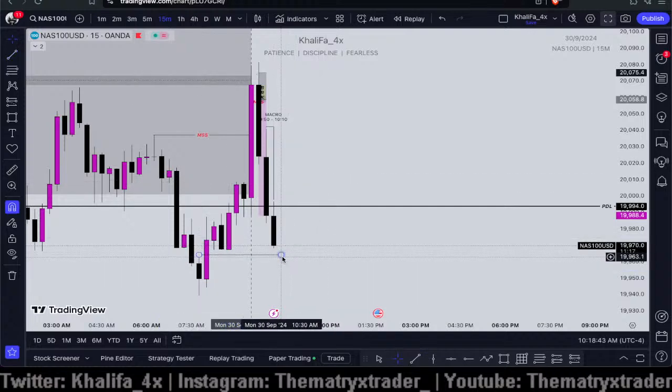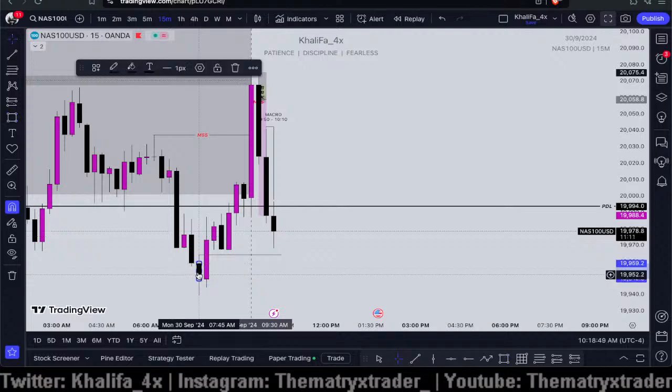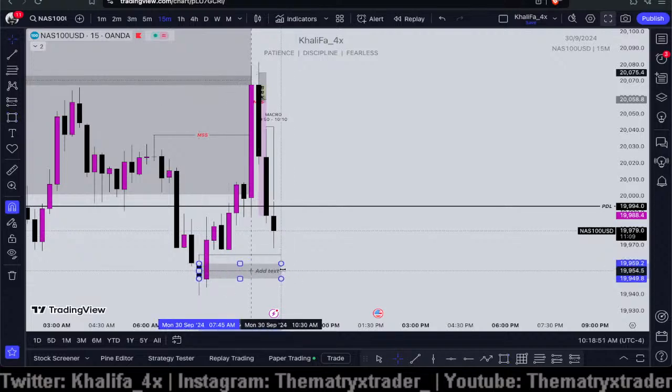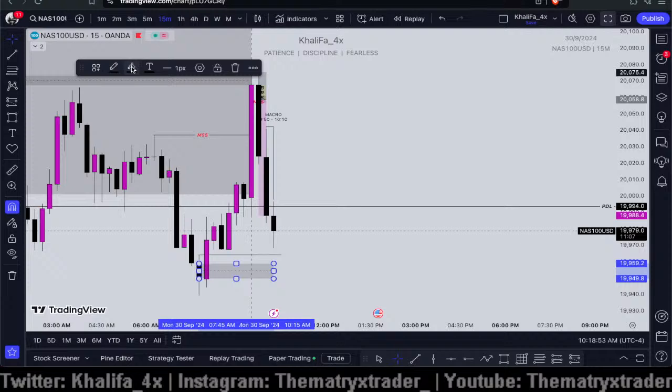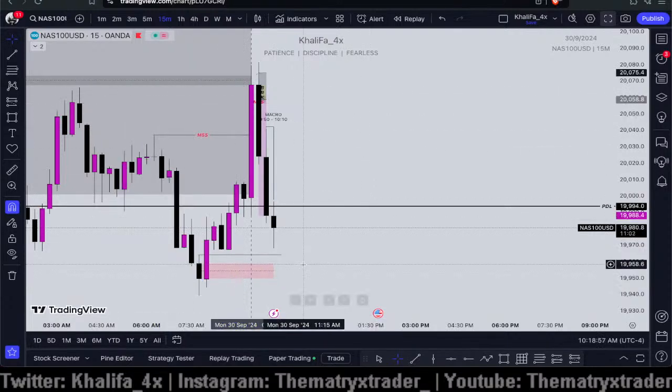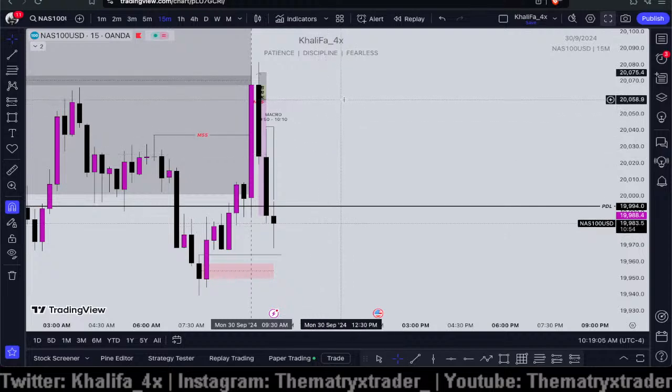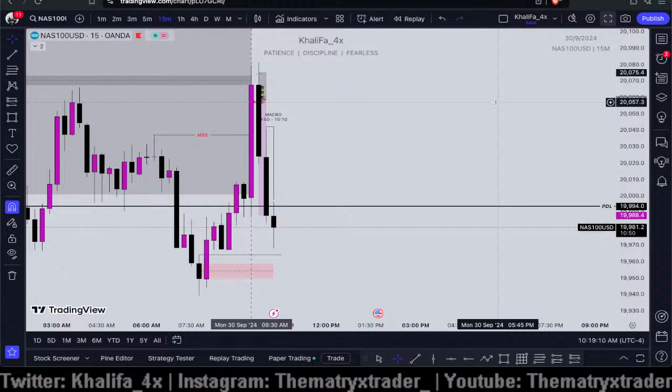If it goes below this, if this supported this order block, we'll look for buy entries. Yes, ma'am. I mostly trade Nasdaq, but sometimes I look at the gold as well if I got a real clean or nice entry.